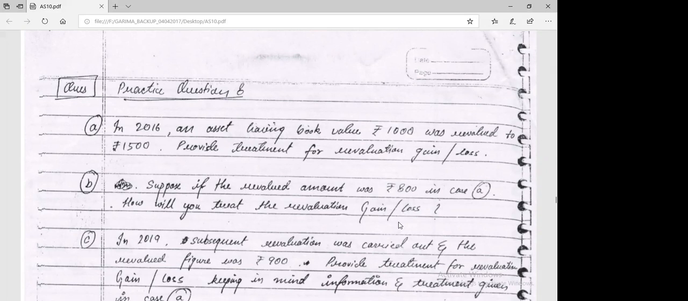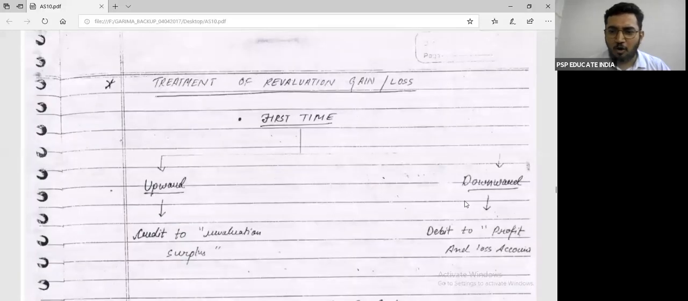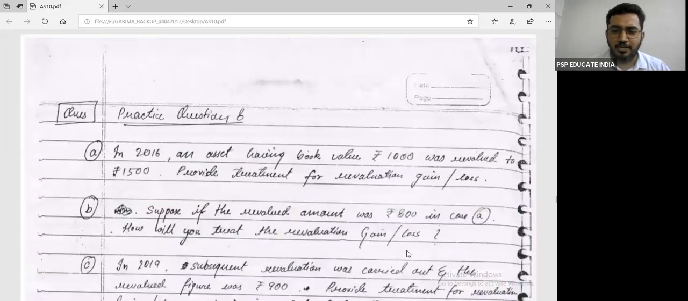Debit of revaluation account. Look at this table. First time revaluation downward, where does it go? Sorry, debit of P&L account. You will debit the profit and loss account. What's your journal entry?